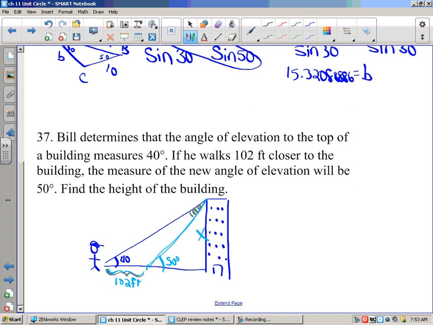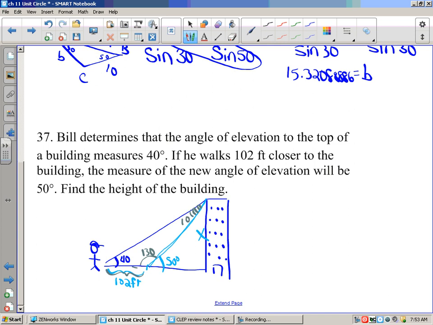Think through that for a second. Well, we know this is 50. And what does that mean this angle has to be? It has to be 130 because we're forming a straight line. And so that's 180. And so if I add 130 plus 40, that gives me 170. So that makes this little itty bitty angle up here 10.